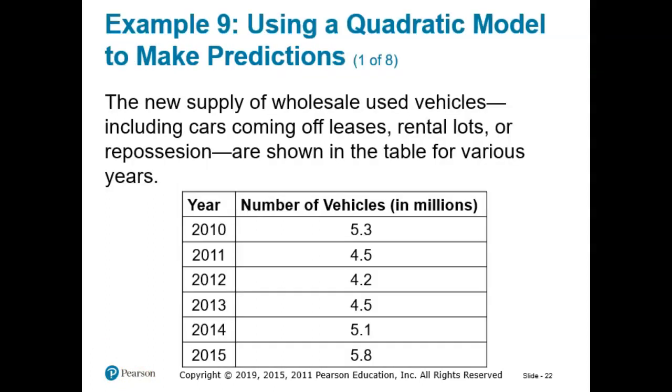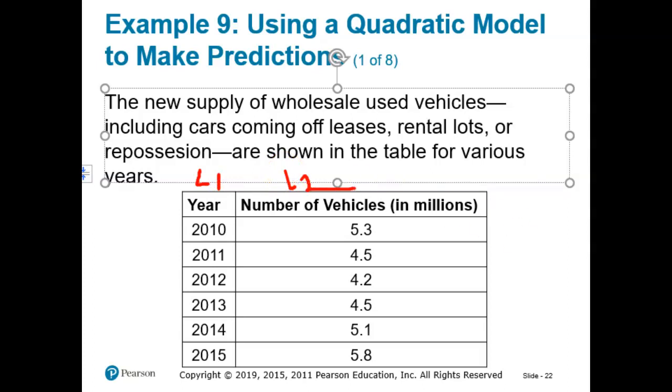So let's use our quadratic model to make predictions. When we're using it to make predictions, we will put the years in list 1 of your graphing calculator and the number of used vehicles in list 2. So when you put those in, we will be able to put up a scatter plot. So let's take a look at what that scatter plot might look like.